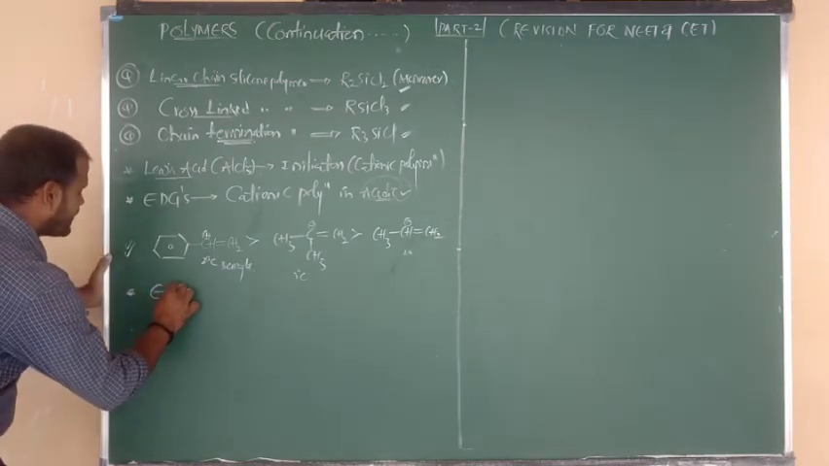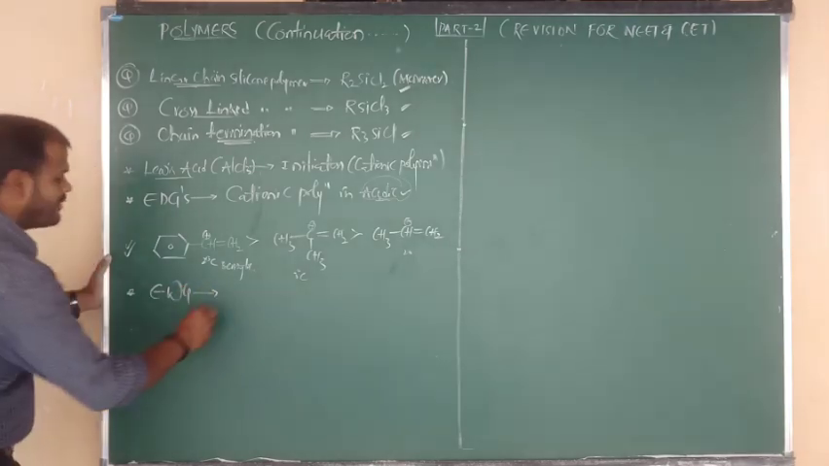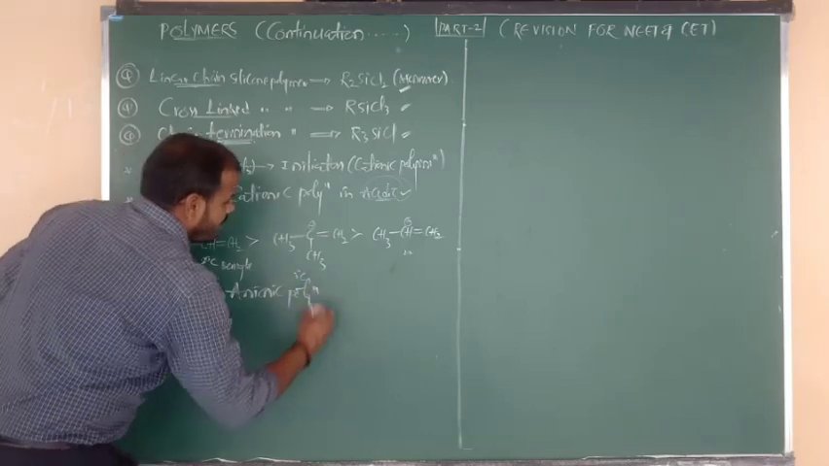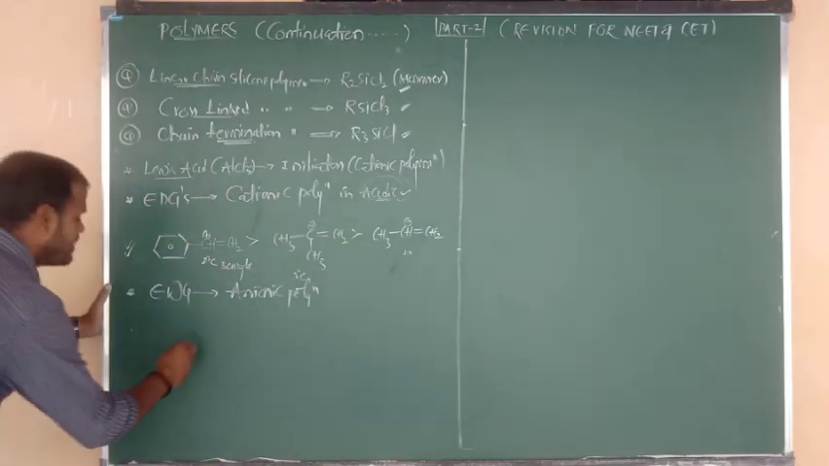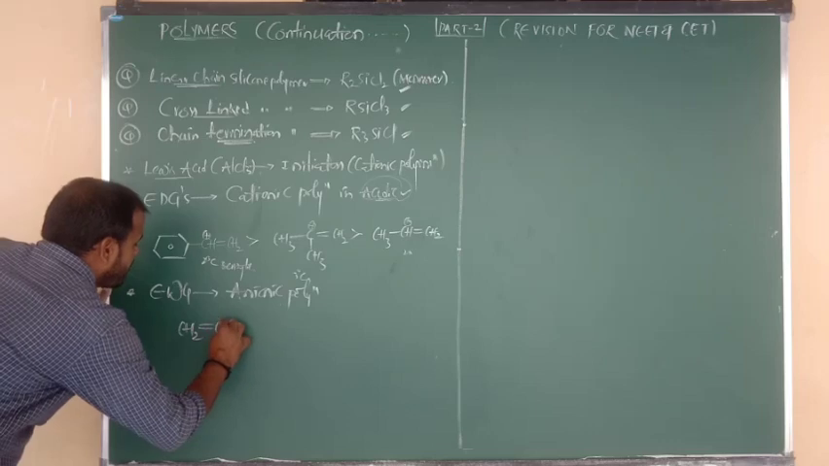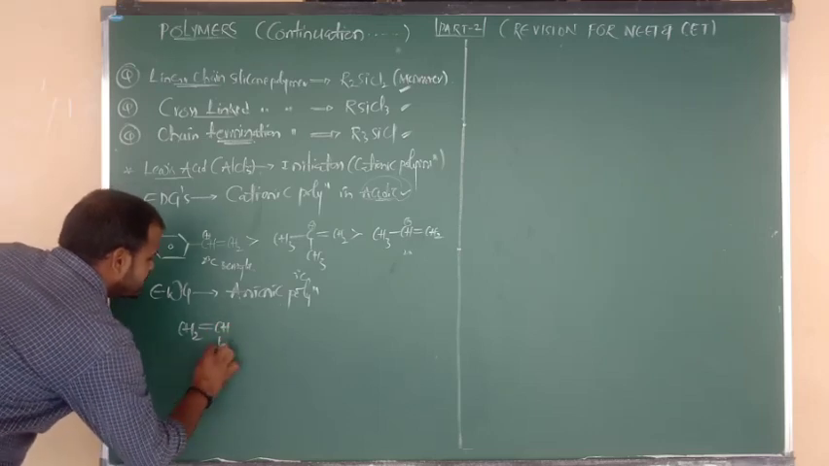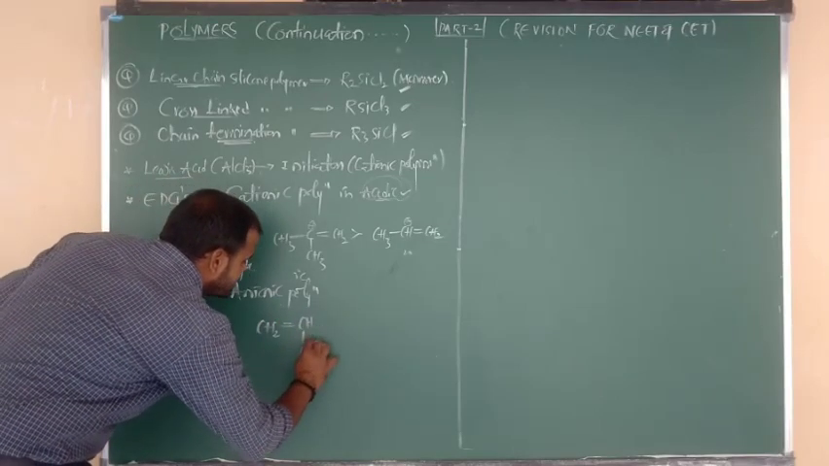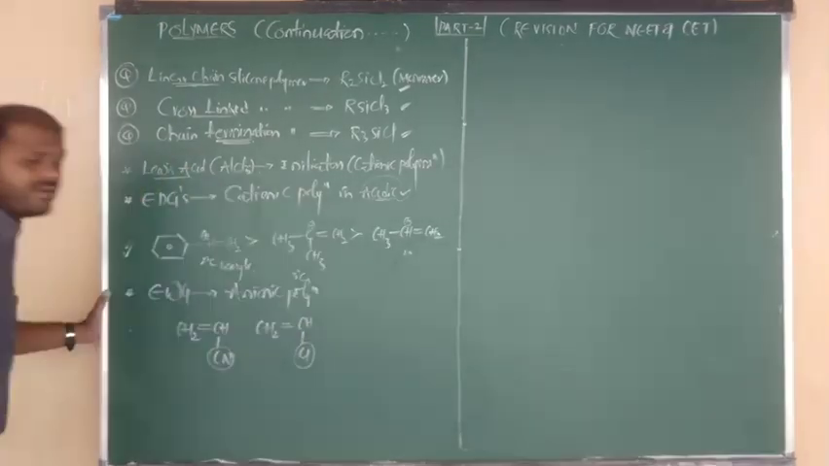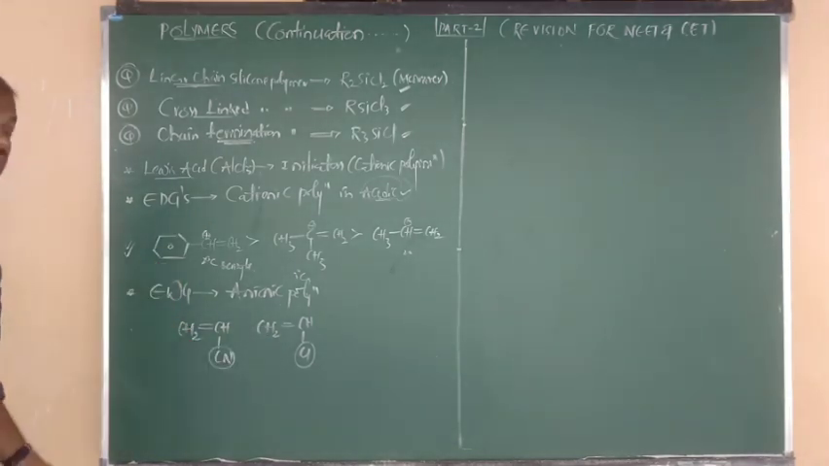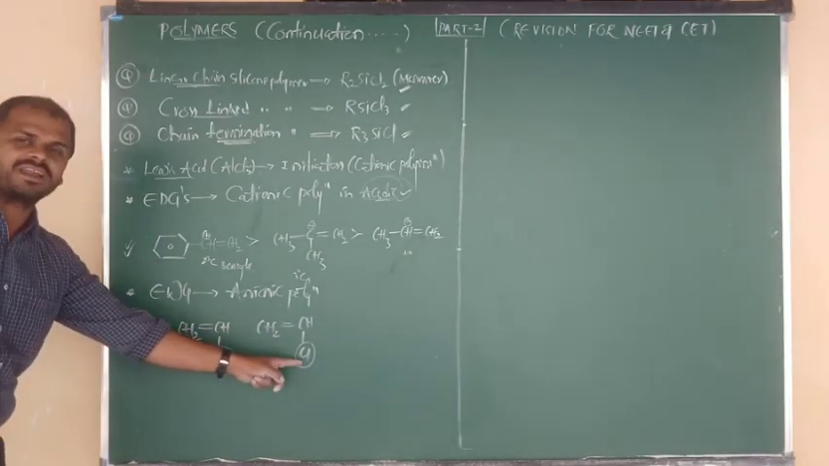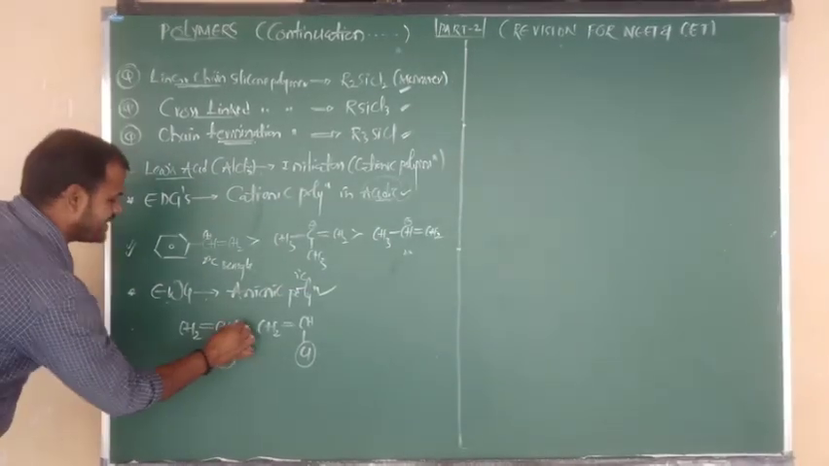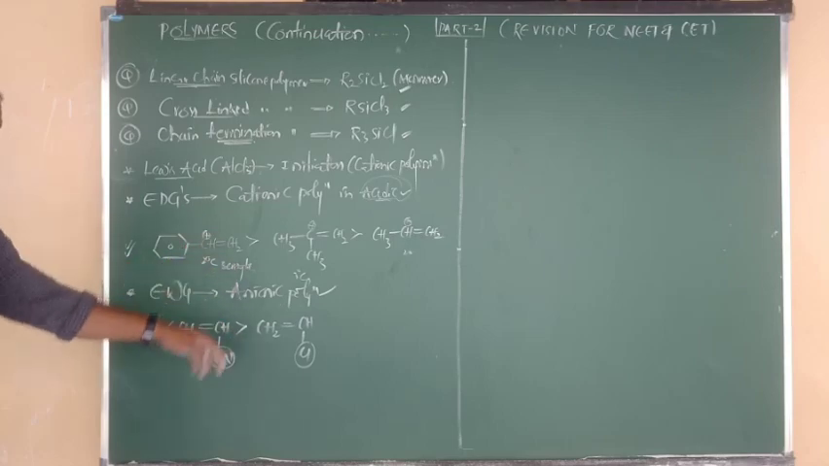Next, electron withdrawing groups mostly favor what, beta? Anionic polymerization. One example I am going to write here: CH2 double bond CH bonded to Cl, vinyl chloride, and Cl is an electron withdrawing group. Another is CH2 double bond CH bonded to a stronger group, which is also electron withdrawing. But of the two, which is the strongest electron withdrawing? Cl is weak withdrawing. So as the withdrawing nature increases, anionic polymerization reactivity also increases. Both are repeated questions.